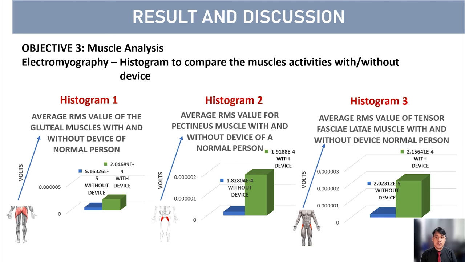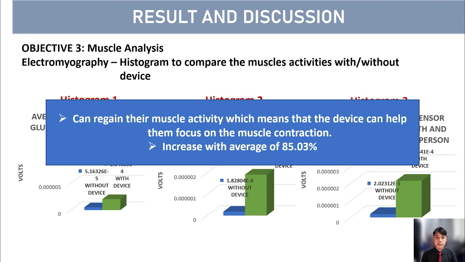Lastly, the third histogram shows the average RMS value of the tensor fasciae latae muscle with and without the device of a normal person. With the RMS value as shown in the histogram, after calculation, it is proven that the device can regain muscle activity by 90.62%. As a result, based on the three muscles involved with and without the device, it shows that with the device, a person can regain their muscle activity, which means that the device can help them focus on the muscle contraction in order to maximize efficiency and to be able to use their leg as they used to. This is said because every muscle activity increases with an average of 83.03% with the help of the device.